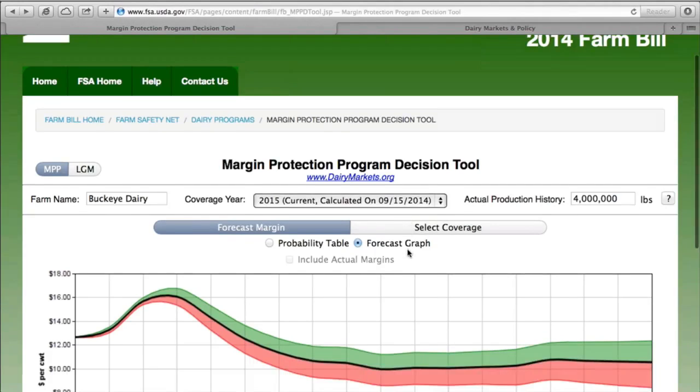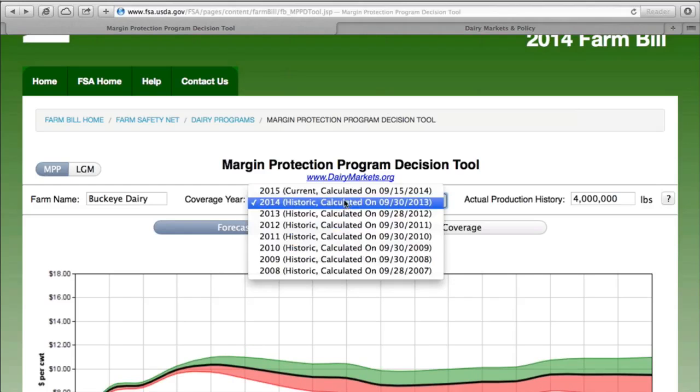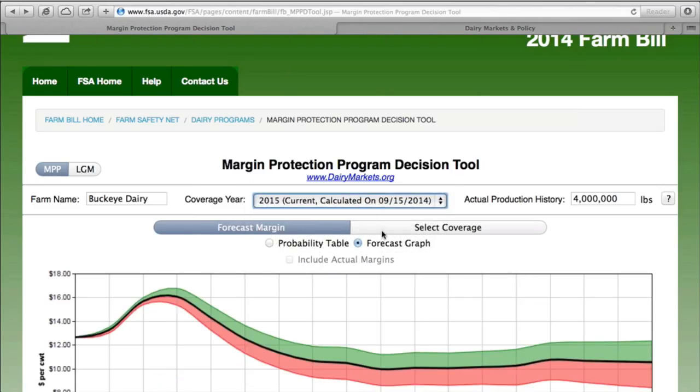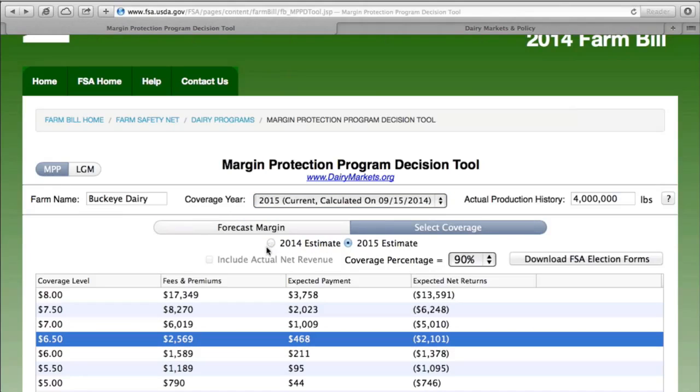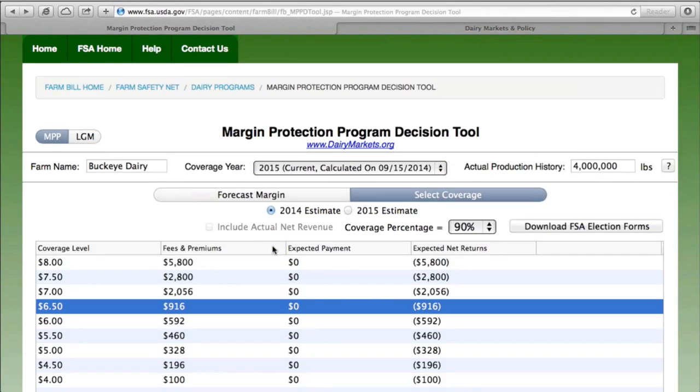But if the probability of payments is 0, let's look at that. Right now, if you look at 2015 and you go to select coverage and you go to the 2014 estimate, margins are great. The expected payment is 0. So as my colleague said last week in the Train the Trainers, take your wife out to dinner and then think about what you're going to do for 2015. Now, that's not advice. Don't quote me on it. Let's watch and see what the market does. But it may be something to consider.